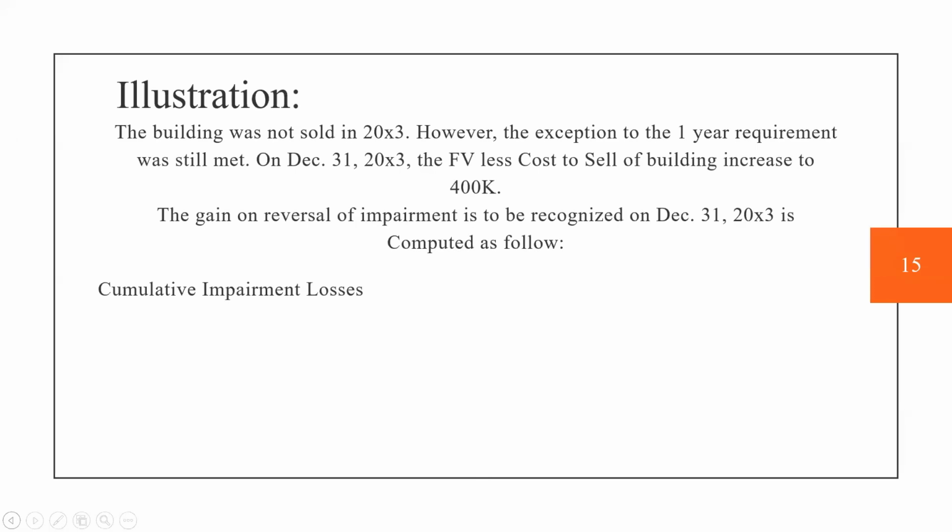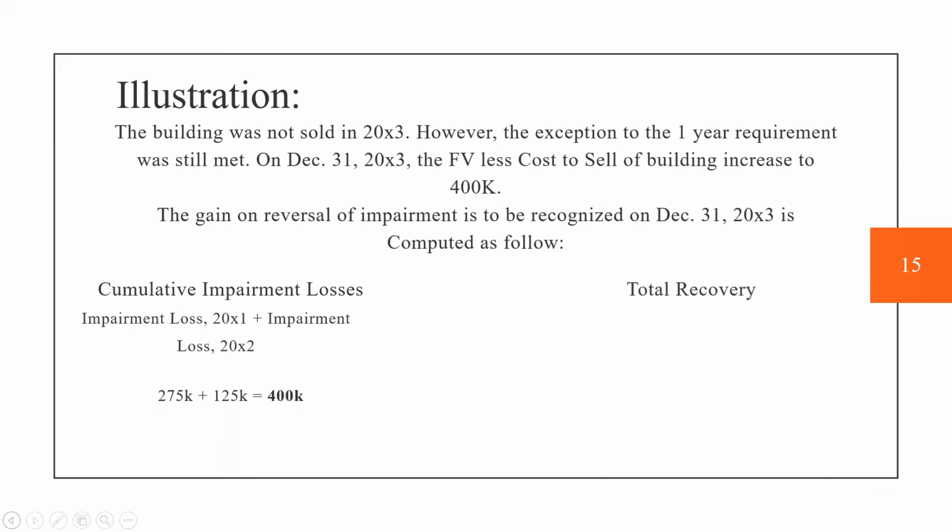In this next illustration, kailangan nating makuha yung gain on reversal of impairment. And we need to compute for cumulative impairment loss and total recovery. And whichever is lower, yun yung marerecognize as gain on reversal of impairment. Cumulative impairment losses is simply adding the impairment losses that the building have noong 2001 and 2002, which is 275,000 plus 125,000. So we get the total of 400,000 as cumulative impairment losses.